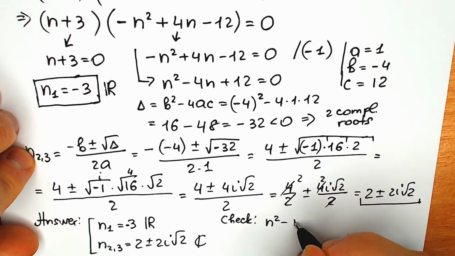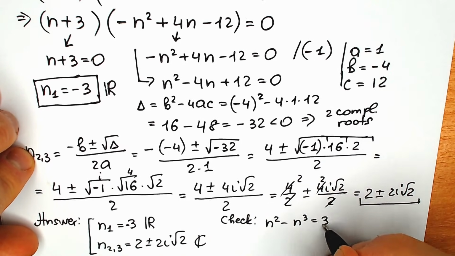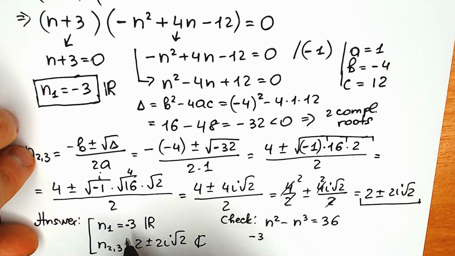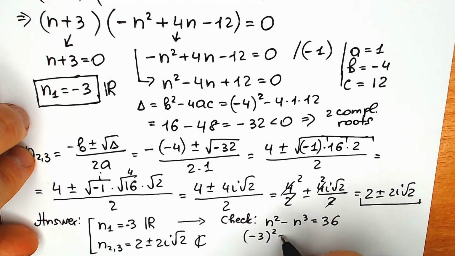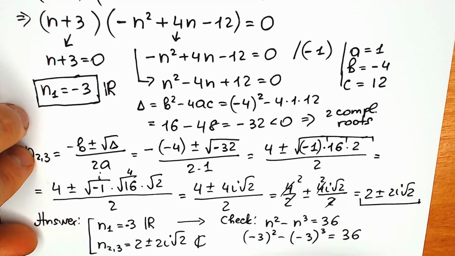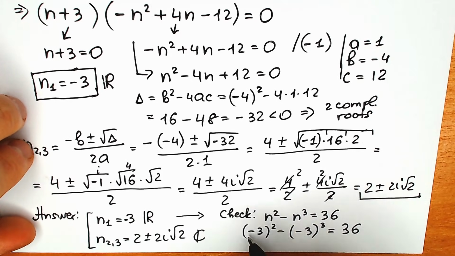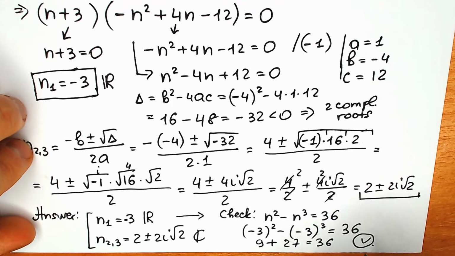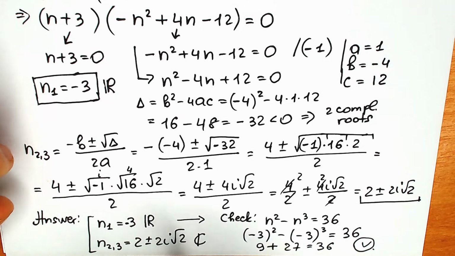So n square minus n cube equal to 36. Right now we check real quick our n first equal to -3. So we have -3 square minus -3 cube equal to 36. Really great. Right now -3 square equal to 9, minus with this minus, because right here we have an odd power, so it will be plus, and 27 equal to 36. So our root is absolutely correct, and of course a correct answer.